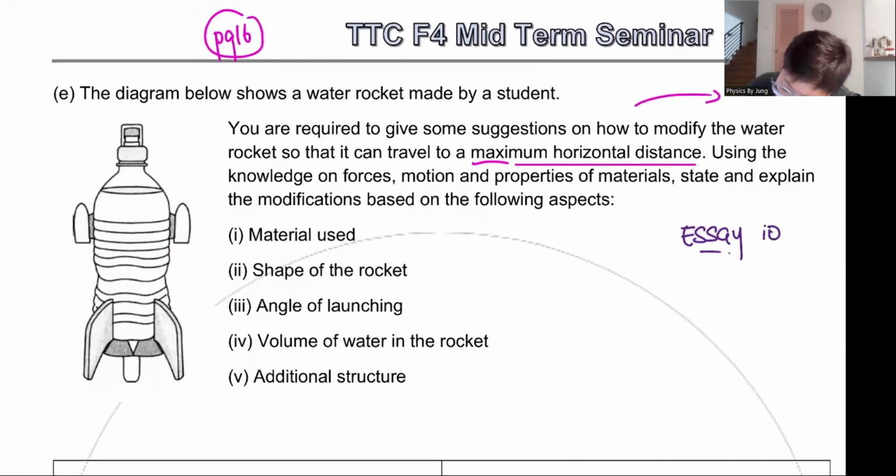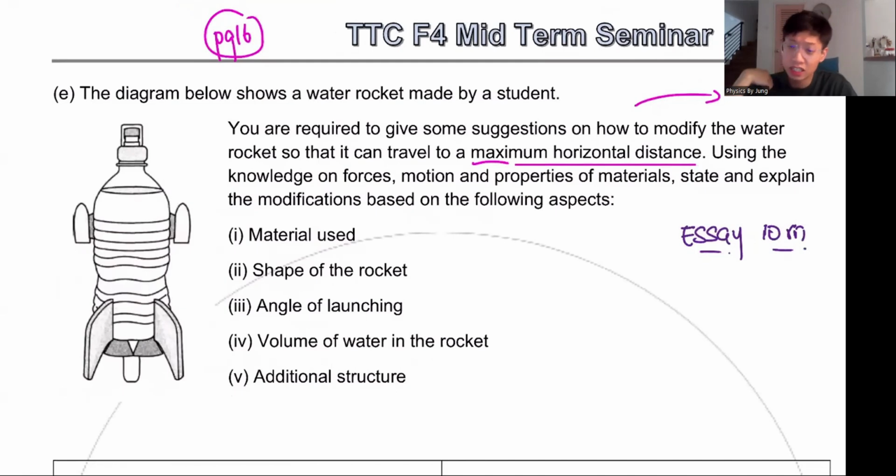How many marks is this essay? This essay is actually 10 marks. I want everybody to stay at this page. How many of you have never been taught by your school teacher how to do an essay? Never.